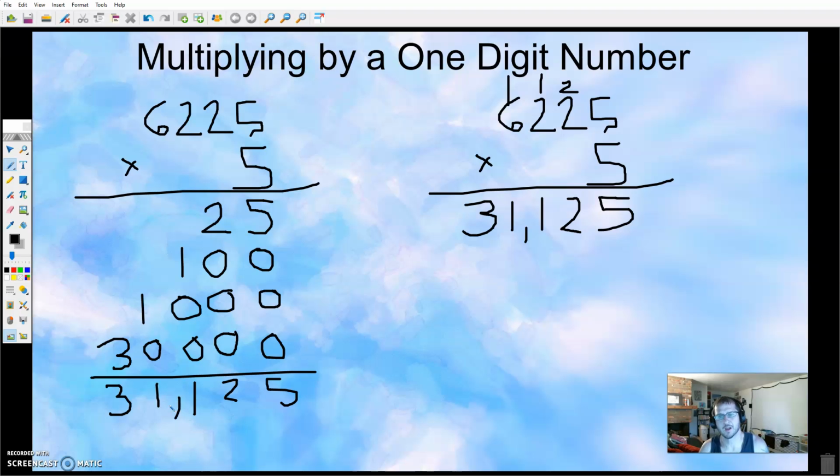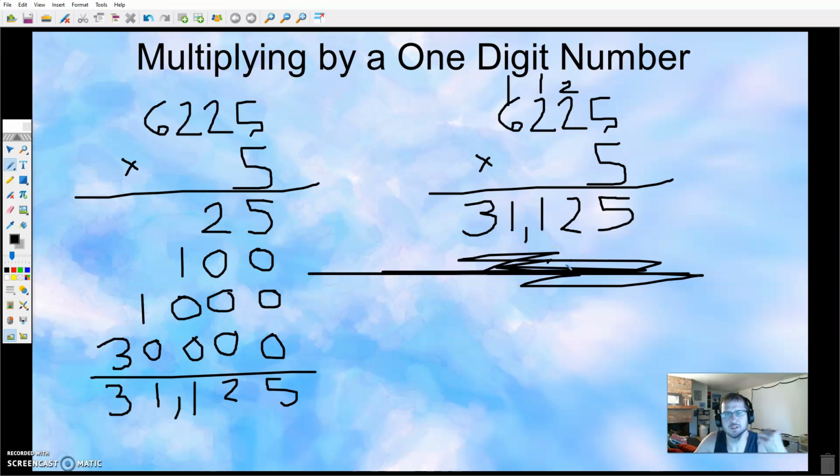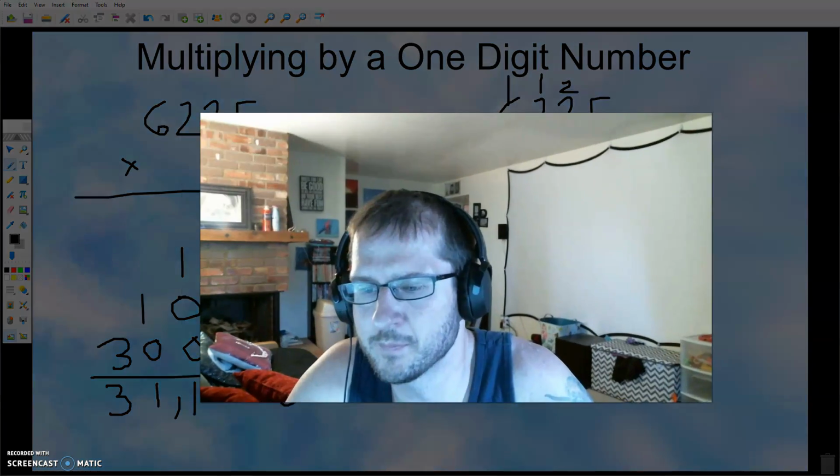When you're multiplying by a one-digit number, I don't care which way you do it. If you want to do the partial products, or if you want to simplify that, you can see there's a whole lot less writing over here, but ultimately we get to the same answer.